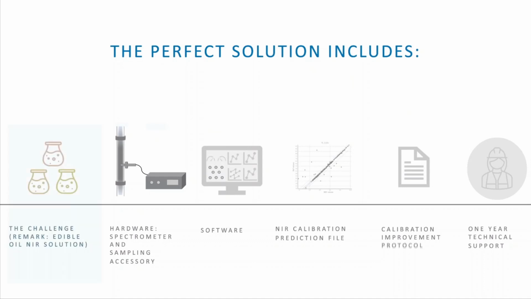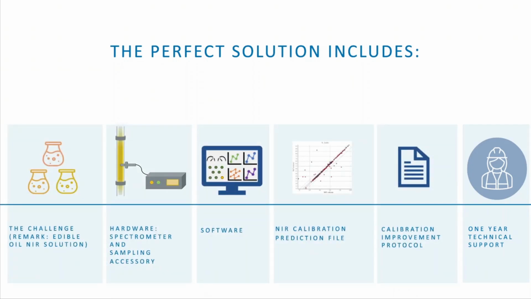The challenge: correct hardware and smart sampling accessory, powerful software, flexible chemometric software, calibration improvement protocol, and 1-year technical support. I personally believe that the calibration improvement protocol combined with a year of technical support is the best strategy to achieve excellent results in synergy with the customer.